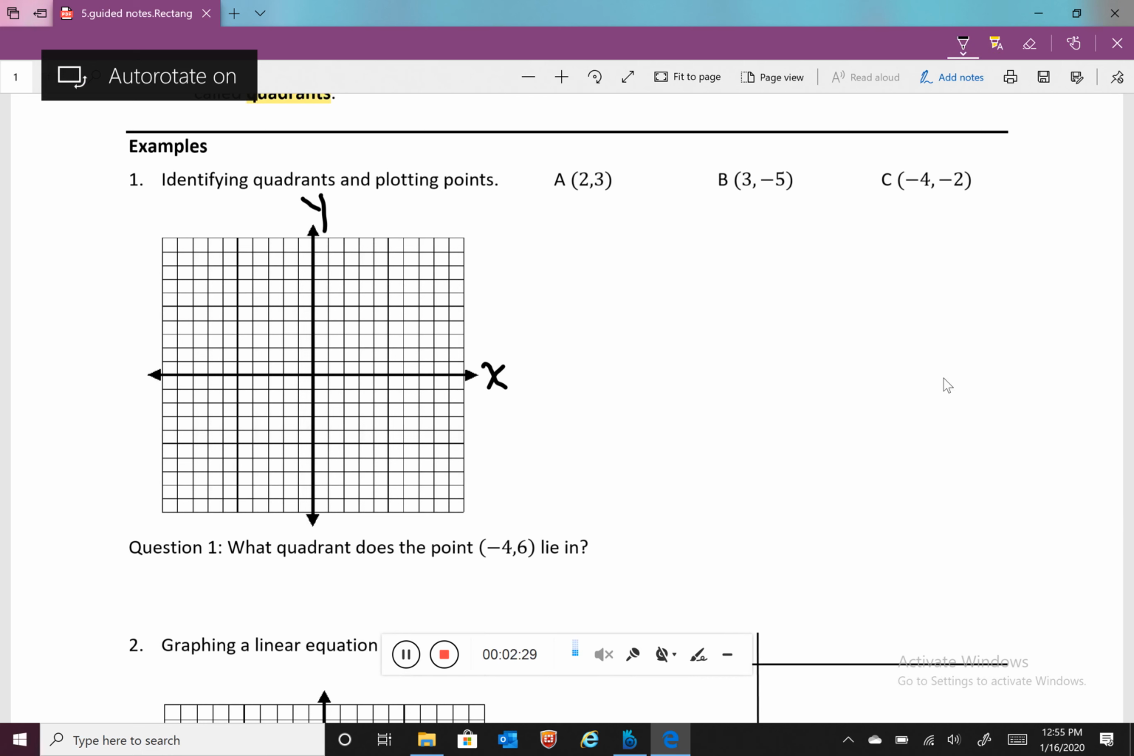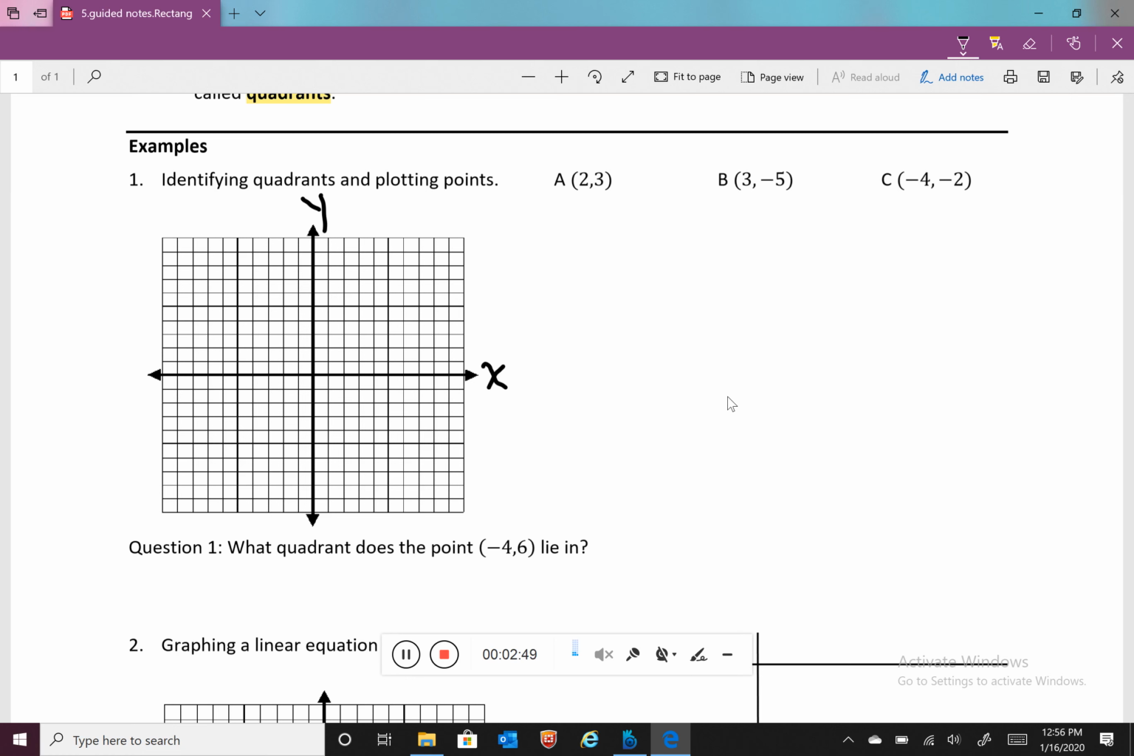And scale tells us what each, let's say, line means. So all of these points are pretty close to the origin. A, B, and C are all pretty close to the origin. So I don't have to go very far with my scale, but sometimes you do.